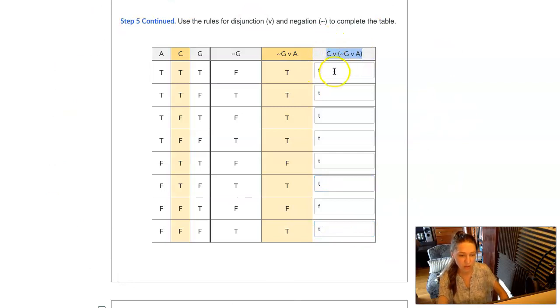We now know every possible case. We know the truth value for this for every possible truth values that its parts could have. So if it turns out all of these were true, then the whole statement is true. If it turns out just A and C were true, but G was false, it's true.